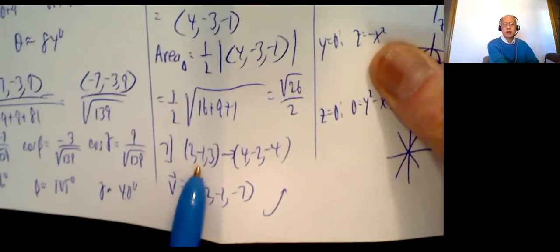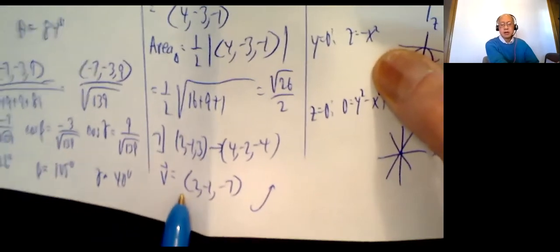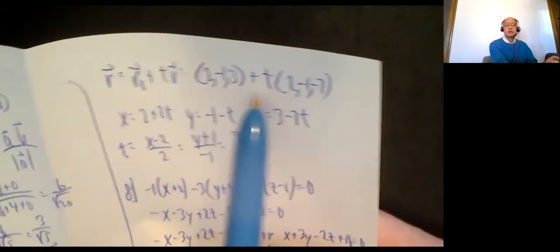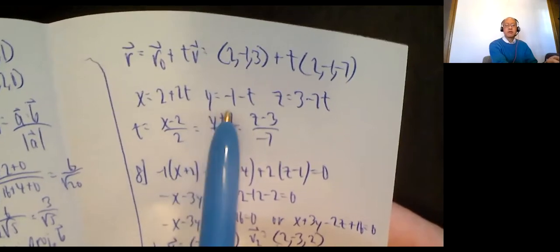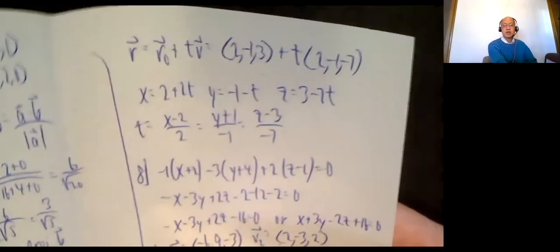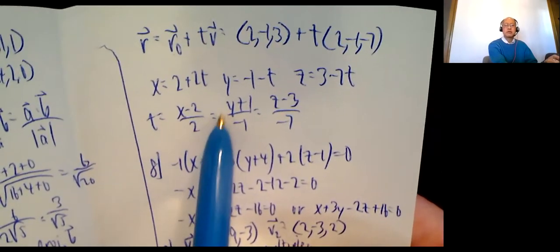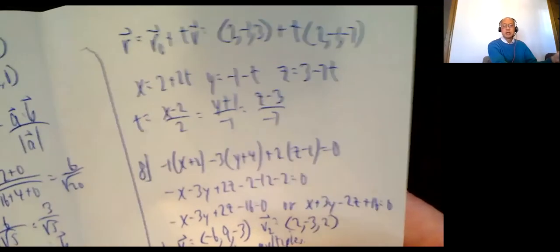Okay, number 7. You're going from (2, -1, 3) to (4, -2, 4). So the direction vector is <2, -1, 7>. So use the formula r is r0 plus tv. <2, -1, 3> plus t times <2, -1, 7>. x is 2 + 2t. y is -1 - t. z is 3 - 7t. Solve for t. t is (x - 2)/2 equals (y + 1)/-1 equals (z - 3)/-7. So parametric equations, symmetric equations.